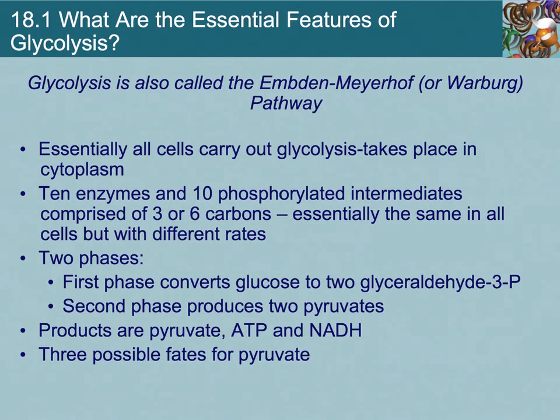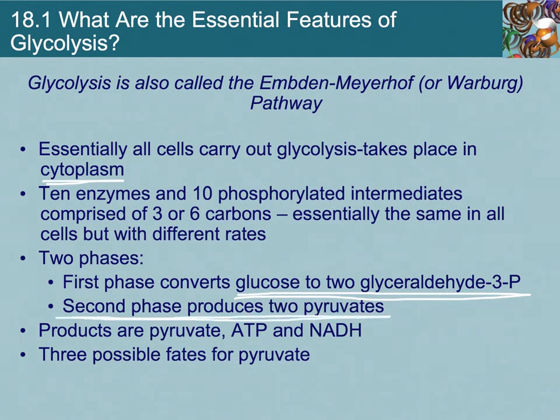The glycolytic pathway is common to virtually all cells, both prokaryotic and eukaryotic. In eukaryotic cells, glycolysis takes place in the cytoplasm. There are 10 enzymes involved and 10 phosphorylated intermediates comprised of 3 or 6 carbons. This pathway can be broken down into 2 stages or 2 phases. The first phase is going to result in the conversion of glucose to 2 molecules of glyceraldehyde 3-phosphate. The second phase is going to produce 2 molecules of pyruvate.